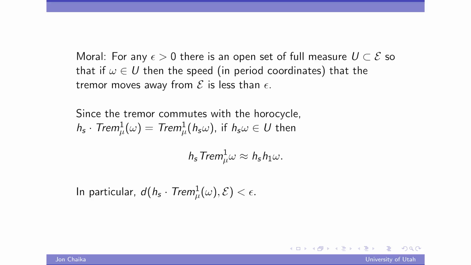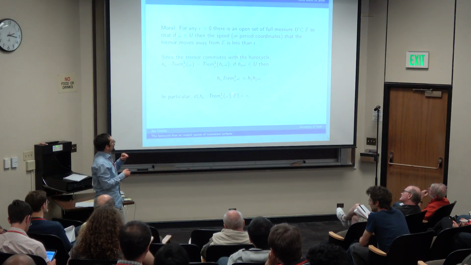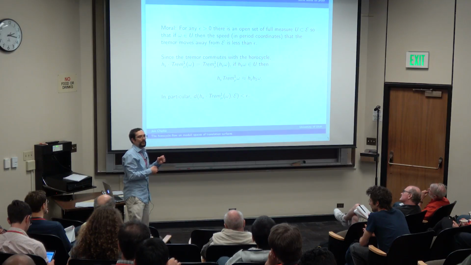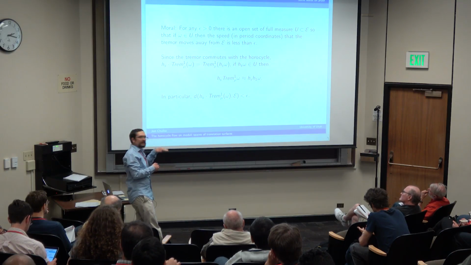Okay, so now what's the moral of the story in this is that if under horocycle flow you landed in omega, then when you tremored off of it, you didn't leave, you landed in U. When you tremored off of it, you didn't move very far away. So when you horocycle flowed your tremor, you now know that you were close to the locus you started in before you even tremored anything. And this is somehow the key thing in the talk.